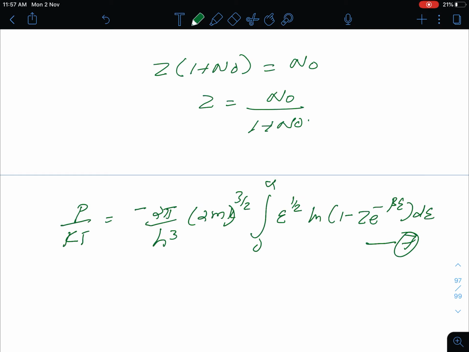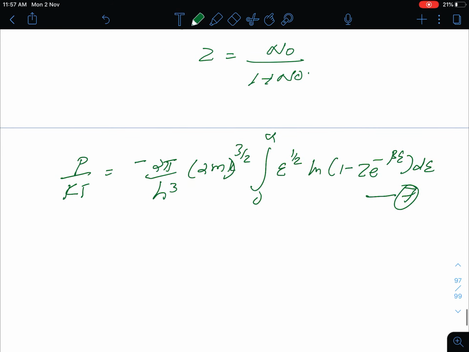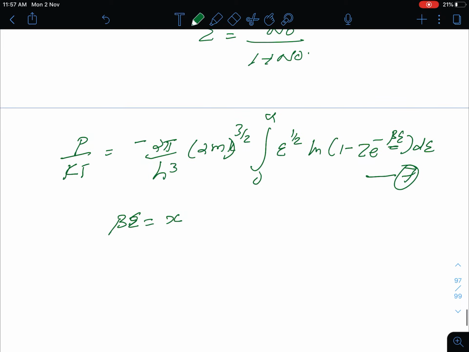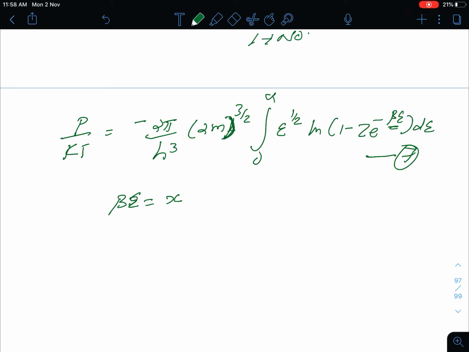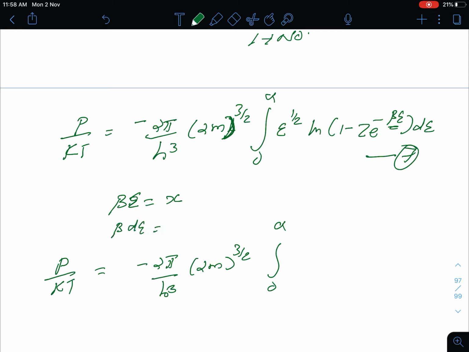Now put in equation number 7, let us say, beta e is equal to x. Here you have a beta e, put it equal to x, so that our integration becomes a little bit easier. So that means p by kt is equal to minus 2 pi by h cube 2m raised to 3 by 2 integral 0 to infinity, beta e is equal to x, beta de is equal to dx.